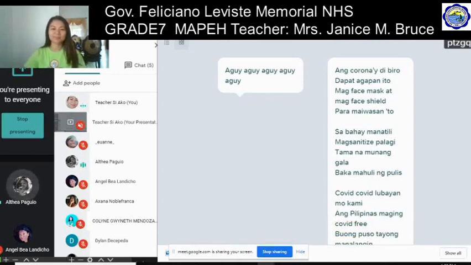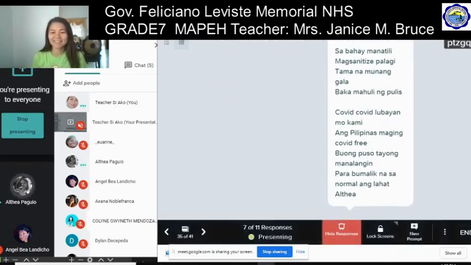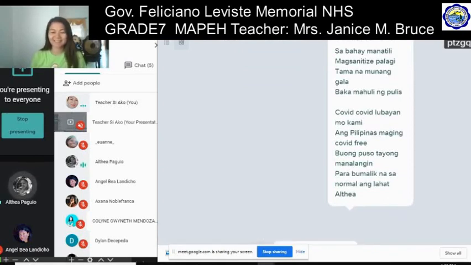Ang korona'y bibiro, dapat agapan ito. Mag-face mask at mag-face shield para maiwasan ito. Sa bahay tumitili, mag-sanitize palagi. Tama na munang gala, baka mahuli ng pulis. COVID, COVID, sundan mo kami. Ang Pilipinas maging COVID-free. Buong puso tayong manalangin para bumalik na sa normal ang lahat.